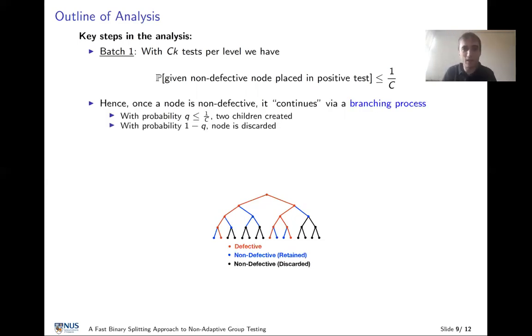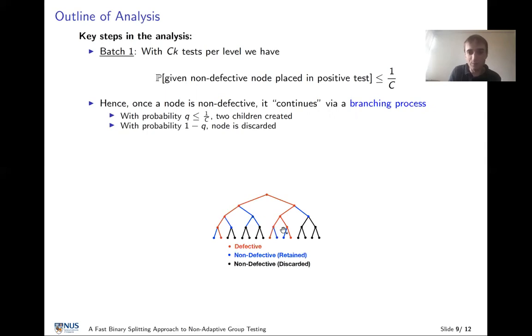And we can basically think of once we're down to a non-defective part of the tree, it's going to continue via a branching process. So the defective branches will definitely continue, but eventually we'll get down to these non-defective branches, which I've shown in blue. And then we could think of those branches as continuing with probability 1 over c, which we think of as being fairly small, maybe 1% or 10%, something like that. So with probability at most 1 over c, 2 children are created. With probability 1 minus that, the node gets discarded.